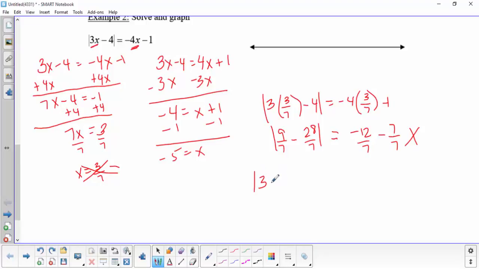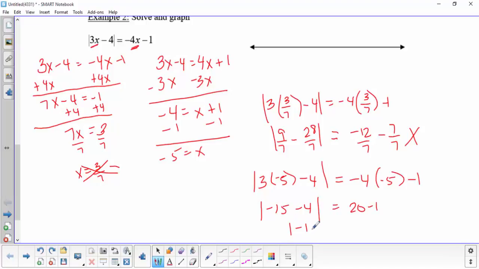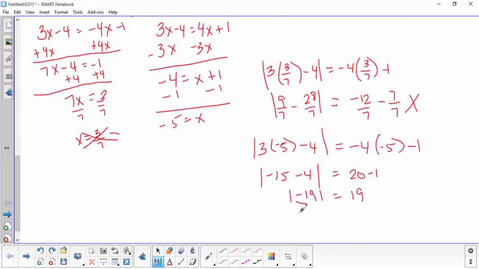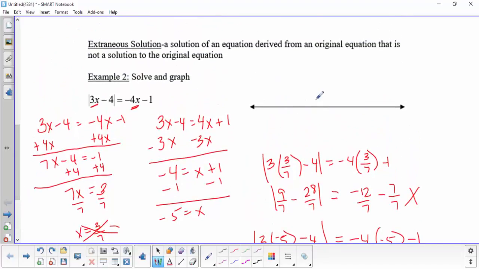The absolute value of 3 times negative 5 minus 4 should equal negative 4 times negative 5 minus 1. So the absolute value of negative 15 minus 4 equals negative 4 times 5 would be positive 20 minus 1. Negative 15 minus 4 would be negative 19 equals 19. And the absolute value of negative 19 is 19. So therefore, this is the solution that works. 19 equals 19. So when I graph my solution, the only one I graph is the negative 5.